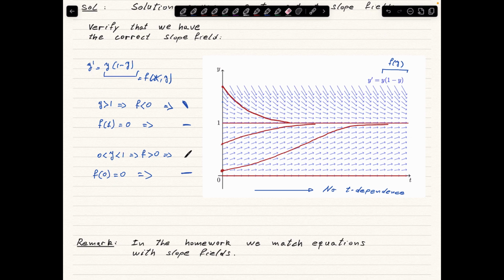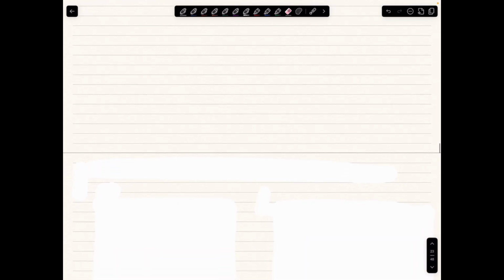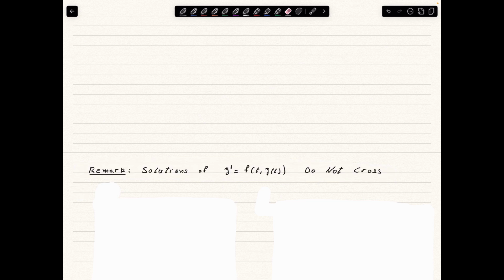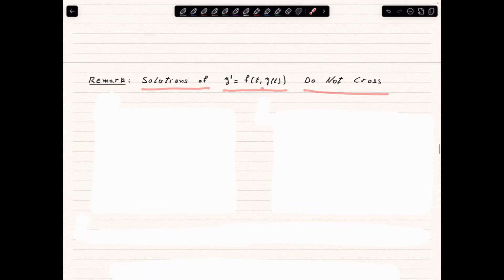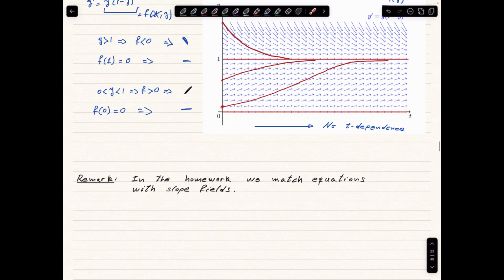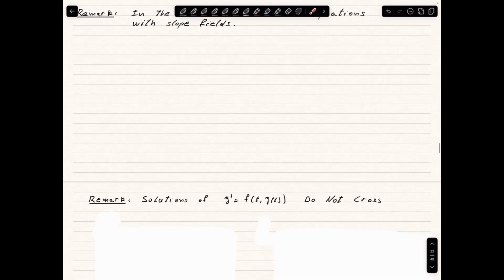One last comment before we move on from slope fields is that the slope field is telling us an important property of solutions of differential equations. Solutions of a differential equation with different initial data or initial conditions do not cross. So we have seen in the previous pictures that we never had a solution that starts here and does something like this, or does something like this. The slope field doesn't allow it.